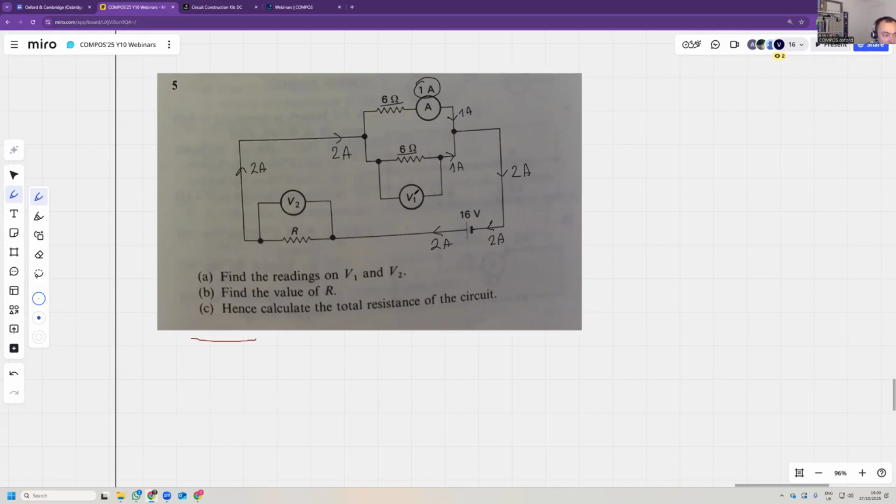Now, V1 must be current times resistance. So V1, I1 times R1 must be 1 times 6, which is 6 volts. So this is 6 volts. This is also 6 volts, of course. Now, V2 is I2. Interesting. We don't know. Okay, so V2, because this is 16 volts and this is 6 volts.